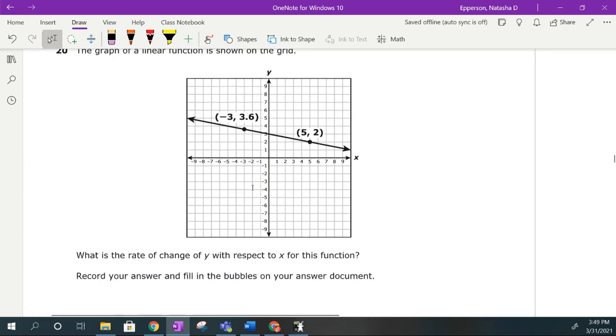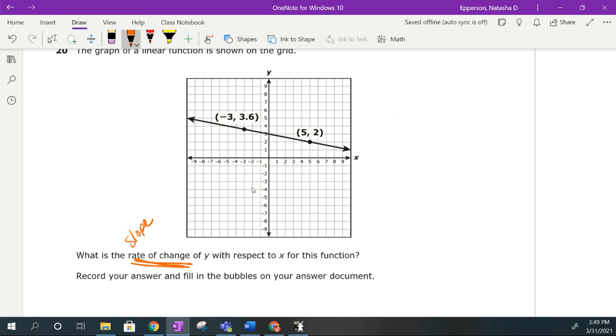Number 20, we were looking at this. We want to know what the rate of change is. Remember, rate of change is your slope. I can either look at the graph. If I'm looking at the graph, I notice this negative 3.6 is not a perfect point, so I'm not going to use this to graph it. I'm going to go ahead and use my points and use the slope formula.